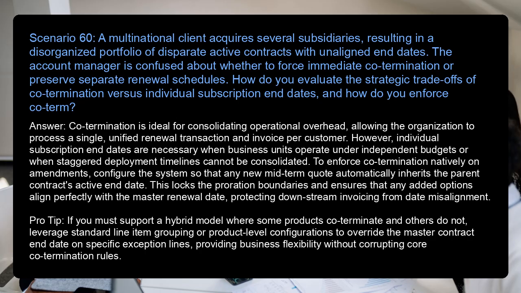This locks the proration boundaries and ensures that any added options align perfectly with the master renewal date, protecting downstream invoicing from date misalignment. Pro tip: if you must support a hybrid model where some products co-terminate and others do not, leverage standard line item grouping or product-level configurations to override the master contract end date on specific exception lines, providing business flexibility without corrupting core co-termination rules.